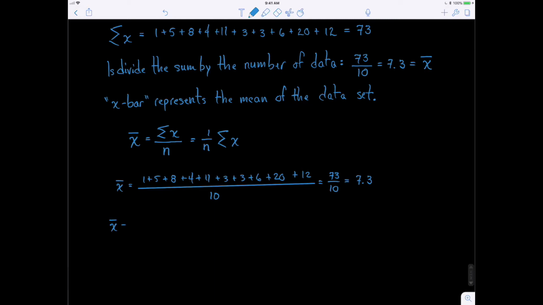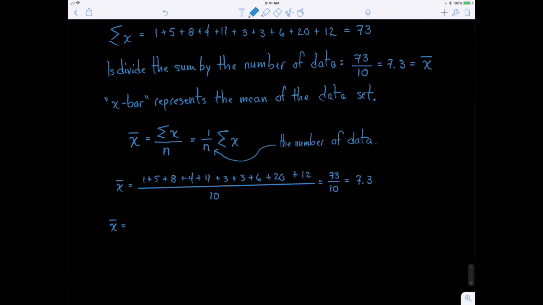It'd look like X bar equals, so my n is, oh, and I forgot to tell you that n, the letter n, is used to represent the number of data. The number of data.